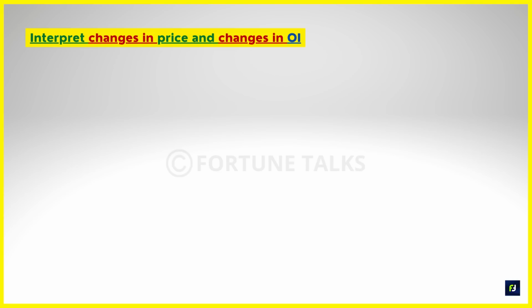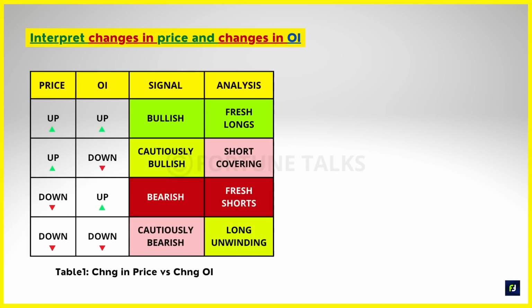And finally, we can use the option chain to monitor and interpret what changes in price and changes in OI imply. Early in this video, I showed you a table displaying the relationship between price and OI. Let us take a look at this table again. In fact, I have shortened the inference section. You can see terms like long buildup or fresh longs, short buildup or fresh shorts, short covering, long unwinding or long liquidation, etc.